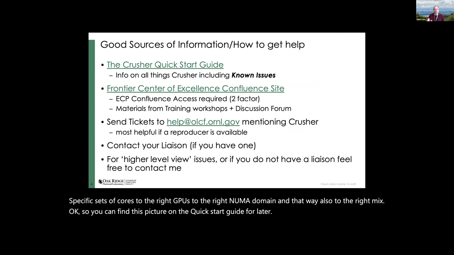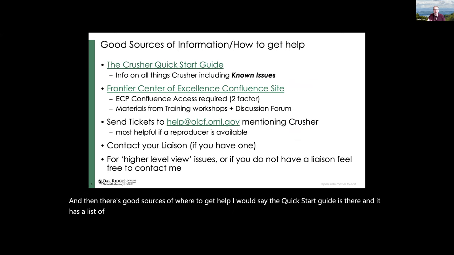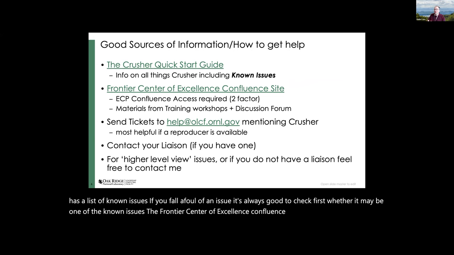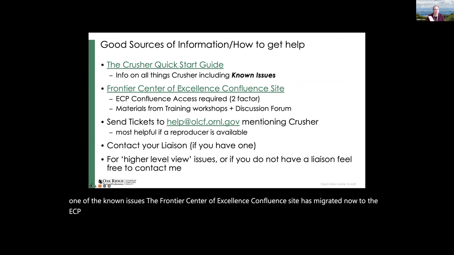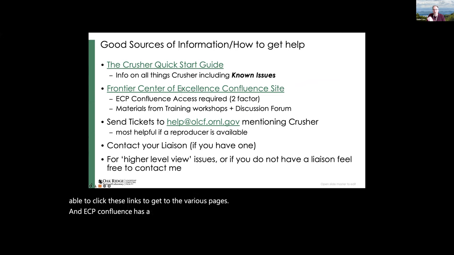There are good sources of where to get help. The Quick Start Guide is there, and it has a list of known issues. If you fall afoul of an issue, it's always good to check first whether it may be one of the known issues. The Frontier Center of Excellence Confluence site has now migrated to the ECP Confluence site, and I think this link is clickable, so if you get this slide later on, you'll be able to click these links to get to the various pages. ECP Confluence has a discussion forum, which certainly used to generate fairly quick answers from the vendors.